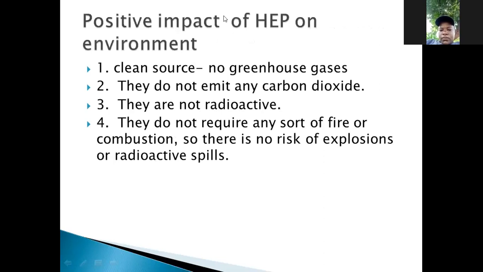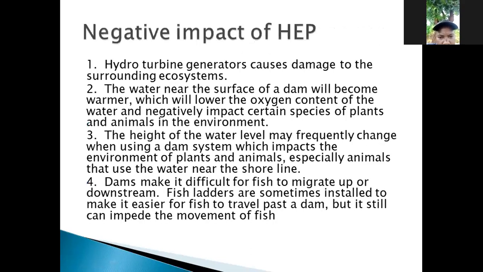What are the positive impacts of hydroelectric power? It's a clean source of energy. It does not emit any greenhouse gases. It's not radioactive, and it does not carry any kind of combustion risk. So it is a very clean source of energy, and I believe this is what we are mainly using even in our country here. What are some of the negative impacts of hydroelectric power?